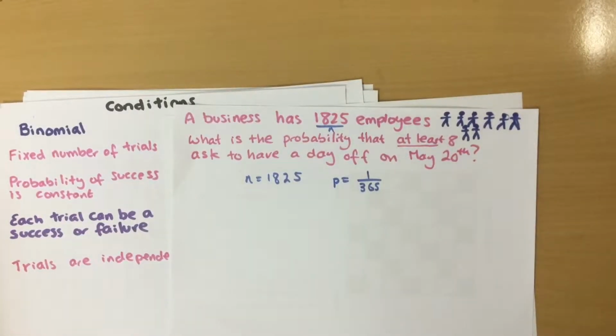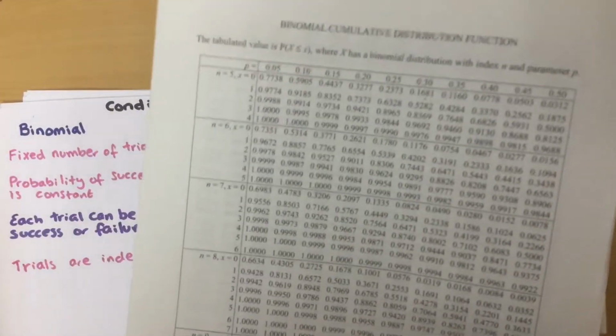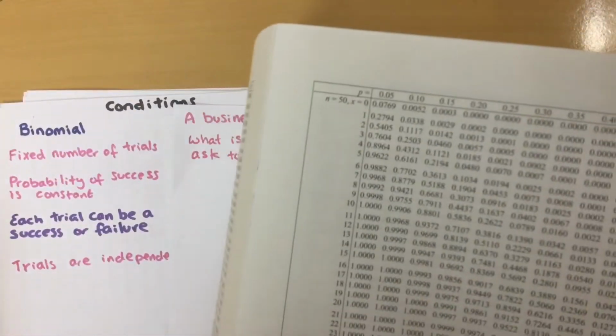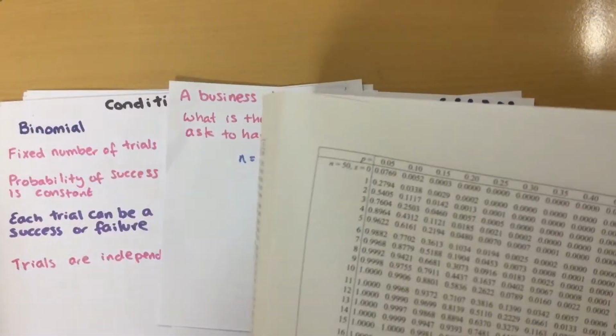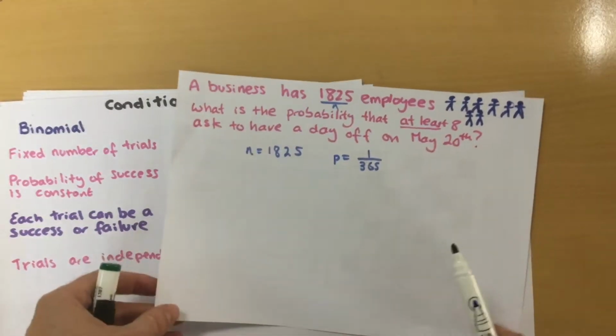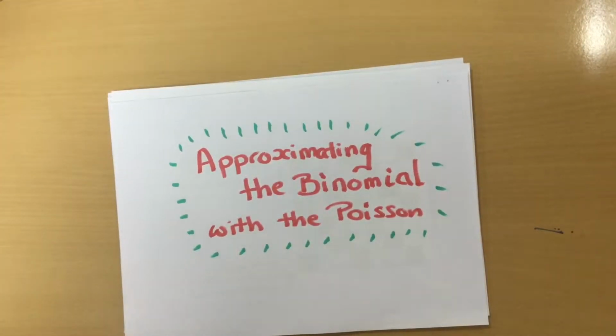But we do have one issue. Because our n is extremely large, and in our tables there's n is 30, n is 25, n is 50. Oh, there's no n is 1,825. Shucks. Well, as luck would have it, that brings us to today's topic, which is approximating the binomial with the Poisson distribution.